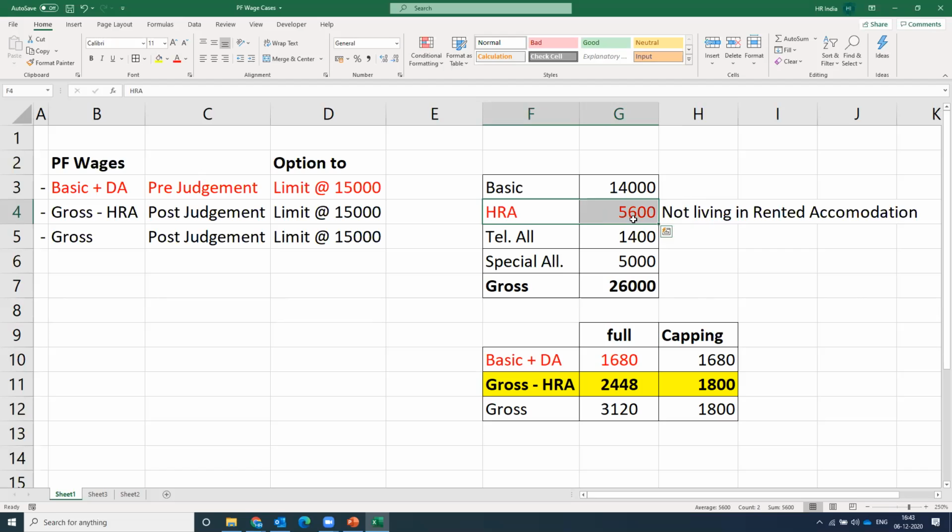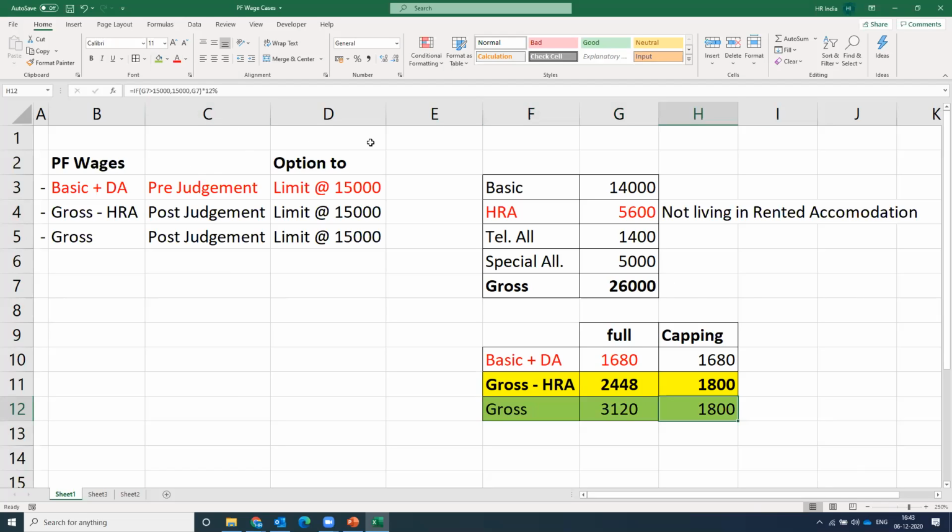So the best practice nowadays to calculate PF is this: always calculate on the entire gross salary of the person by capping it to a maximum of 15,000 rupees, and the maximum cost from the employee side would be 1800 rupees, and the employer's cost would be 1950, right? So this is the best practice.